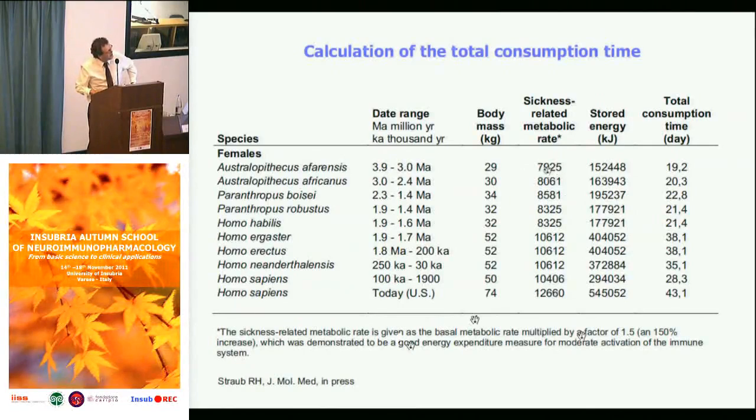You see, the Australopithecus afarensis had a lower sickness-related metabolic rate because he has a lower metabolic rate per se. He was a little smaller, so he does not have a big metabolic rate as compared to today in the United States. The mean value is 74 kilograms, and the metabolic rate is of course higher.